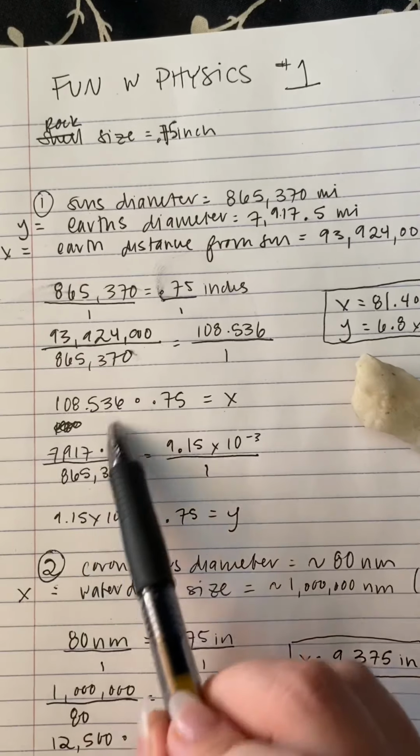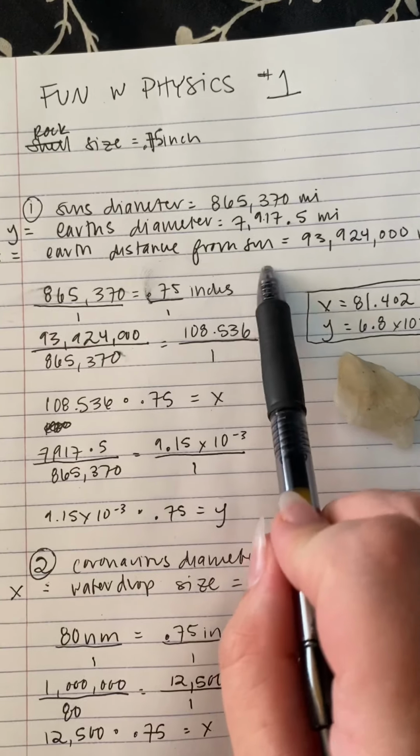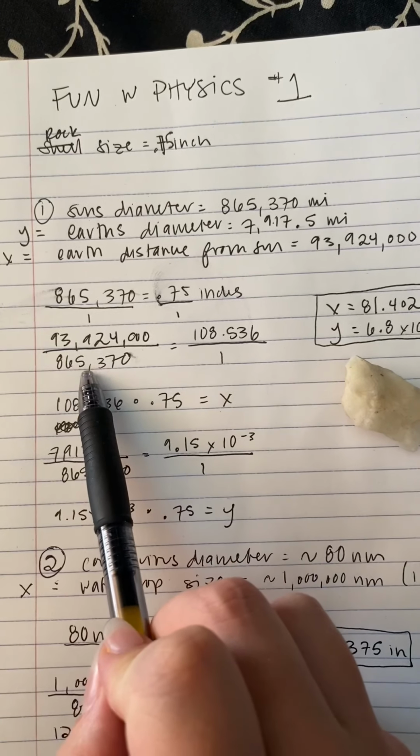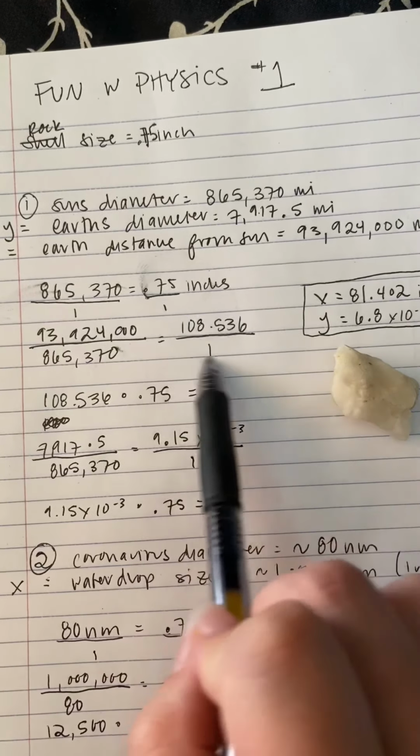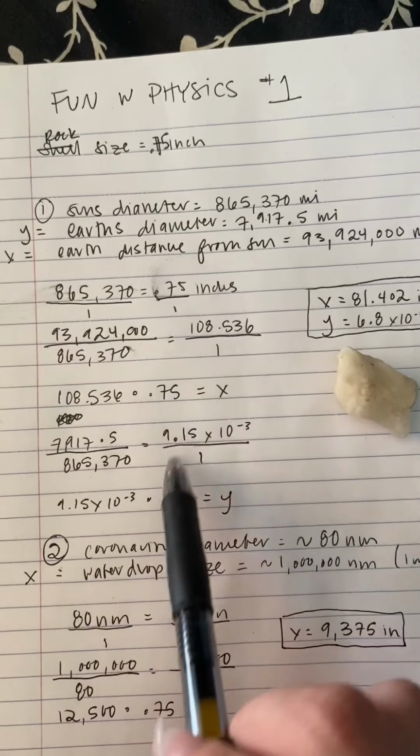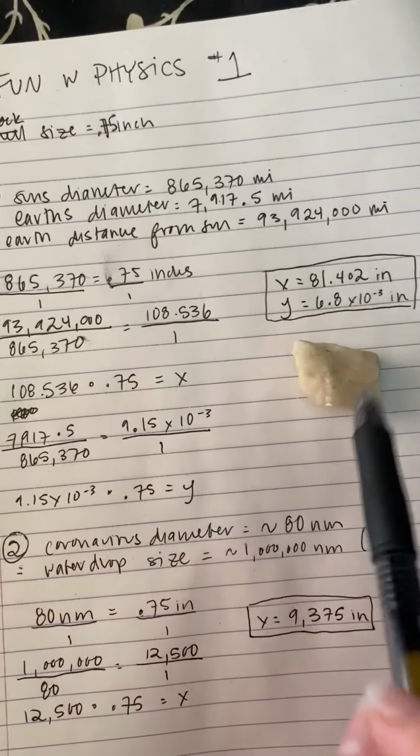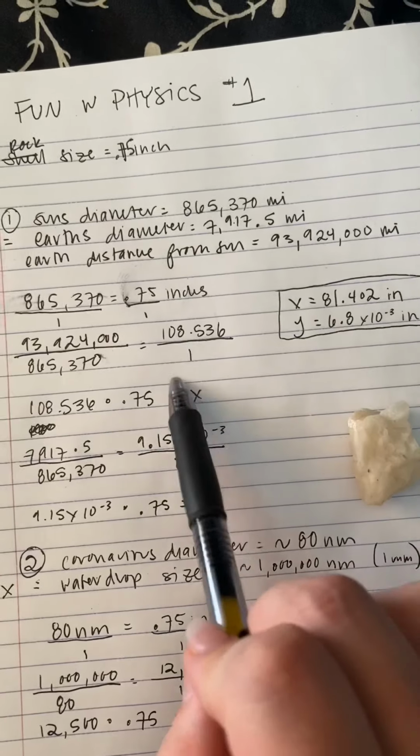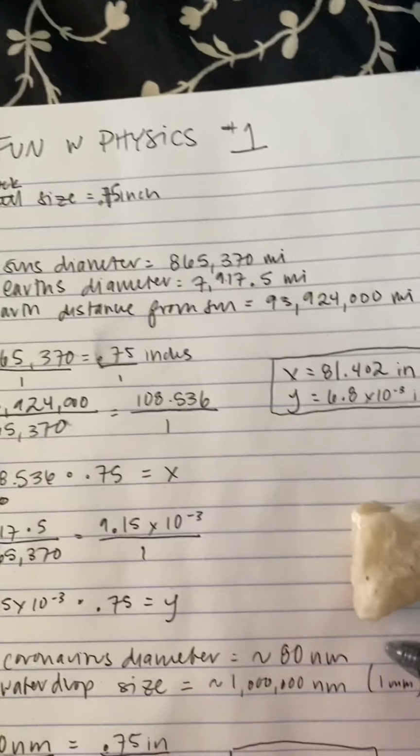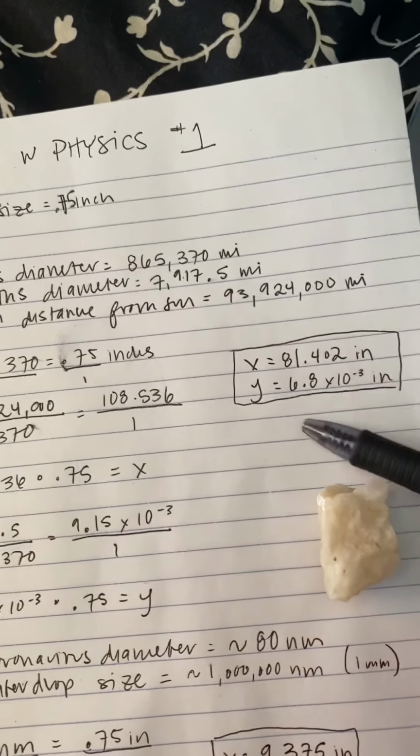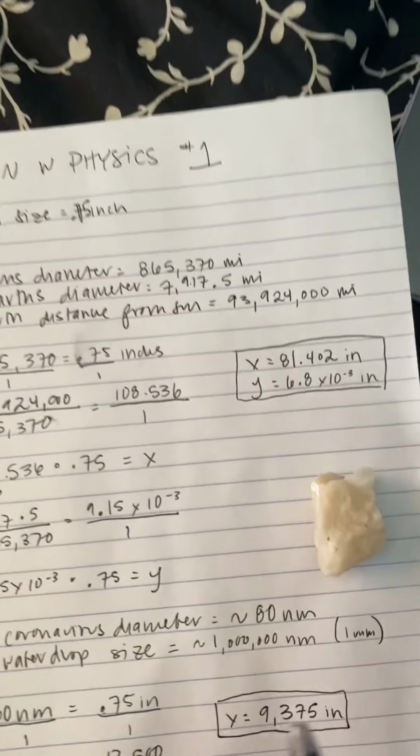So what I first did was to try to figure out the Earth's distance from the sun. So I took the 93 million and divided it by 865,000. This got me this ratio, which I could then multiply by 0.75, which is the size of my rock here, and get x. So I found out that if the sun was the size of my rock, the distance from the sun, Earth's distance from the sun, would be 81.402 inches.